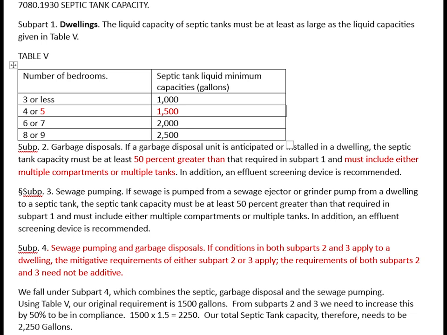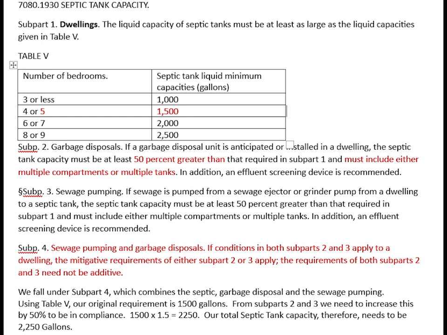Subpart 4 Sewage pumping and garbage disposals. If conditions in both Subparts 2 and 3 apply to a dwelling, the mitigative requirements of either Subpart 2 or 3 apply. The requirements of both Subparts 2 and 3 need not be additive. We fall under Subpart 4, which combines the septic, garbage disposal, and the sewage pumping.